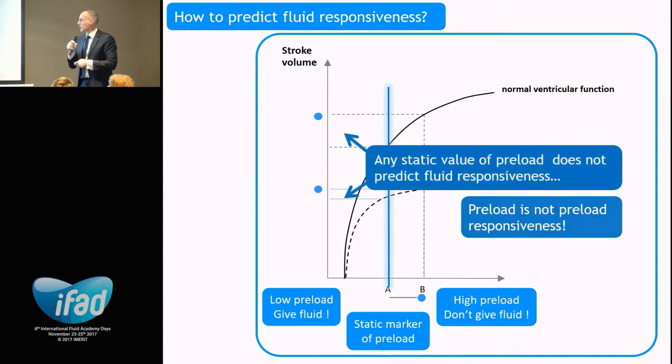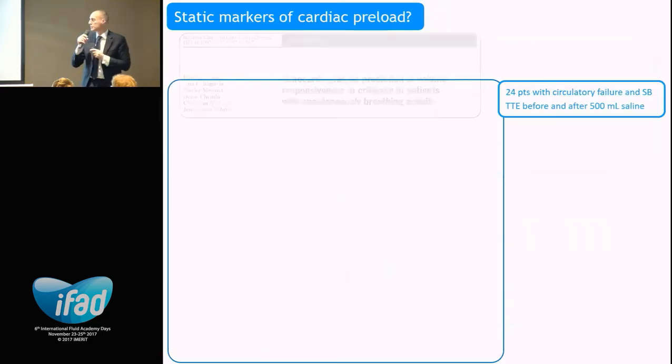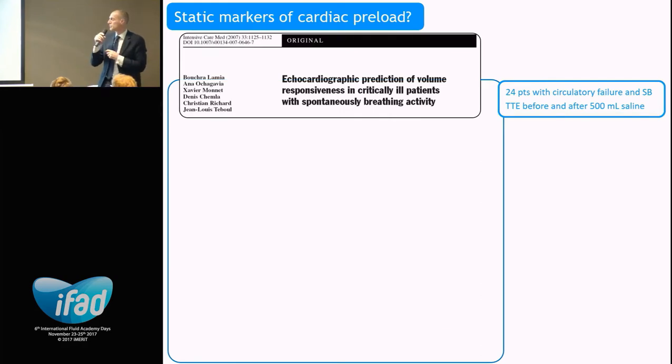What are these static markers of cardiac preload? It can be the central venous pressure, the pulmonary artery occlusion pressure, or with echo, the static markers of preload we have seen before, E/E prime, and LV end-diastolic dimensions. All these variables do not allow you to predict fluid responsiveness. It's been shown by many studies.